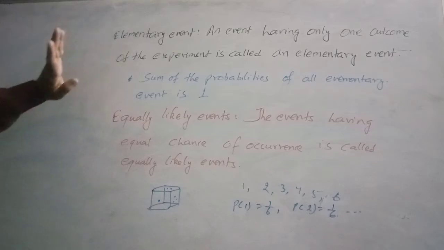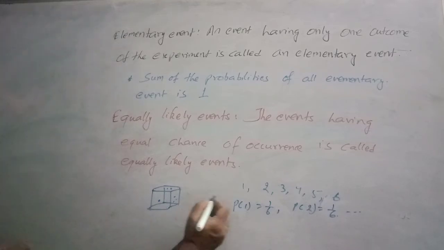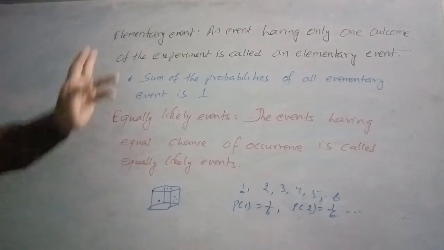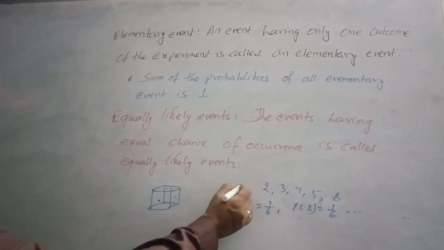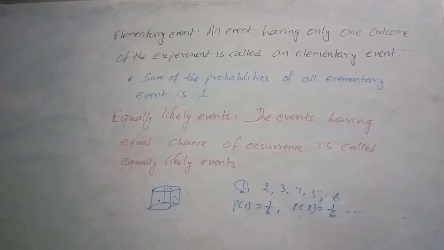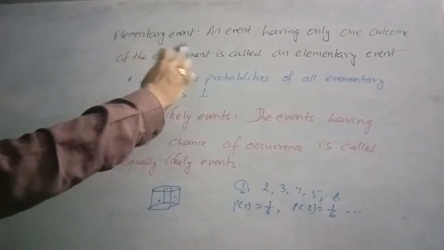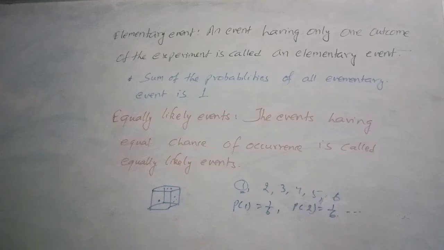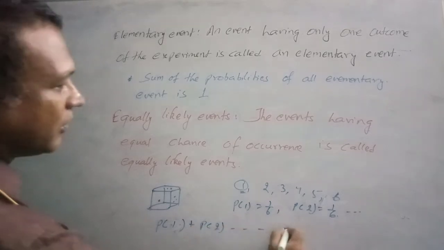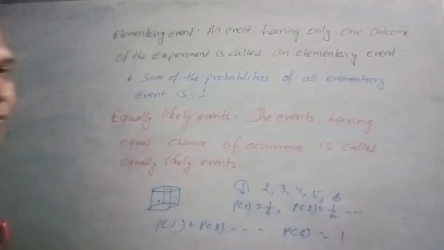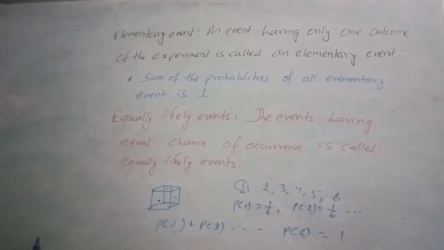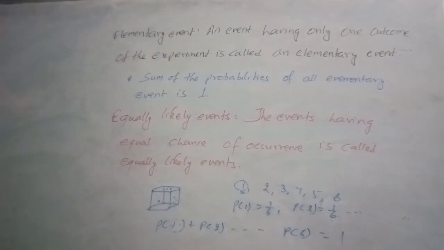Now another thing we'll see: an elementary event means each event under consideration is called an elementary event. An event having only one outcome of the experiment is called an elementary event. If you add all the elementary events, the probability of getting 1, getting 2, getting 3, and so on up to getting 6, you will get 1. So the sum of the probabilities of all the elementary events is 1.